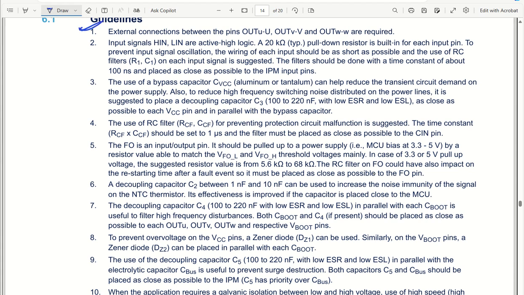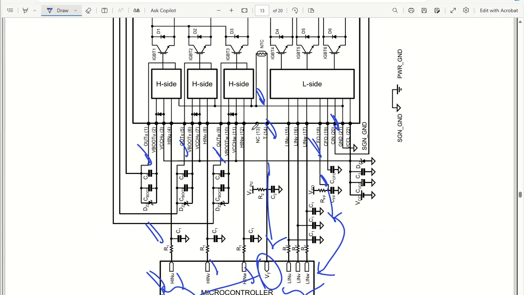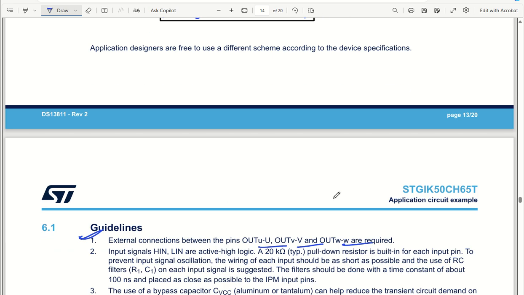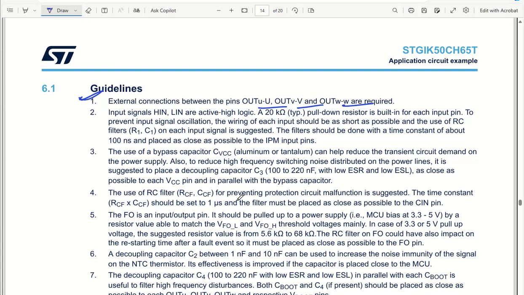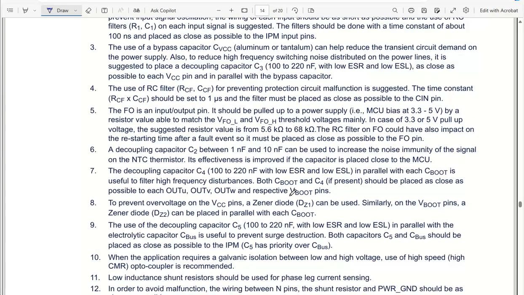So we have external connections between pins output U, V and W that are required. Just now I explained this particular circuit, right? In that you can see at out U there is an external C boot capacitor, or DZ, or C1, C2, C3, something like that. So those are needed, and that's the understanding they are going to give you here. Right now it is not needed. We'll be moving to the next page.